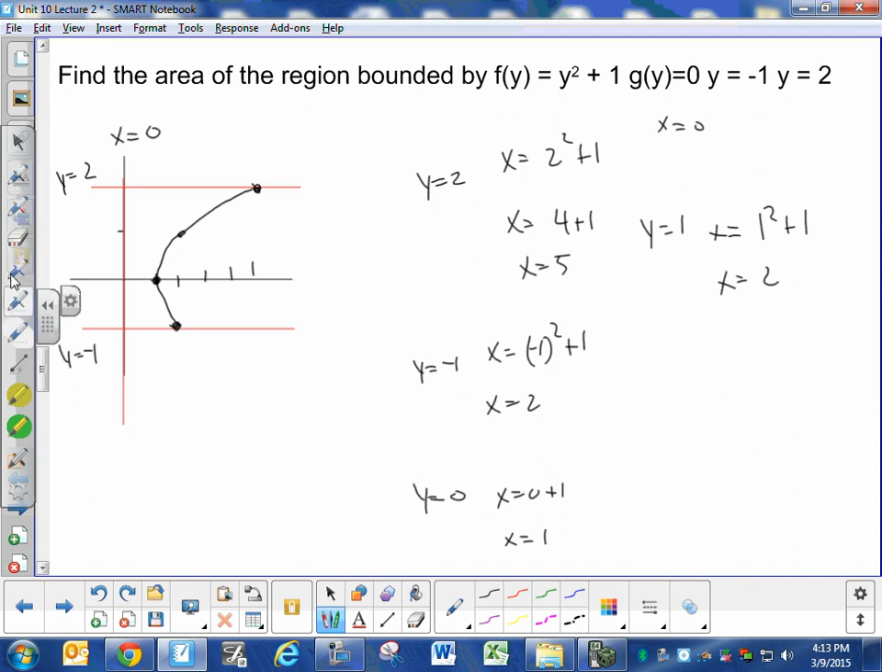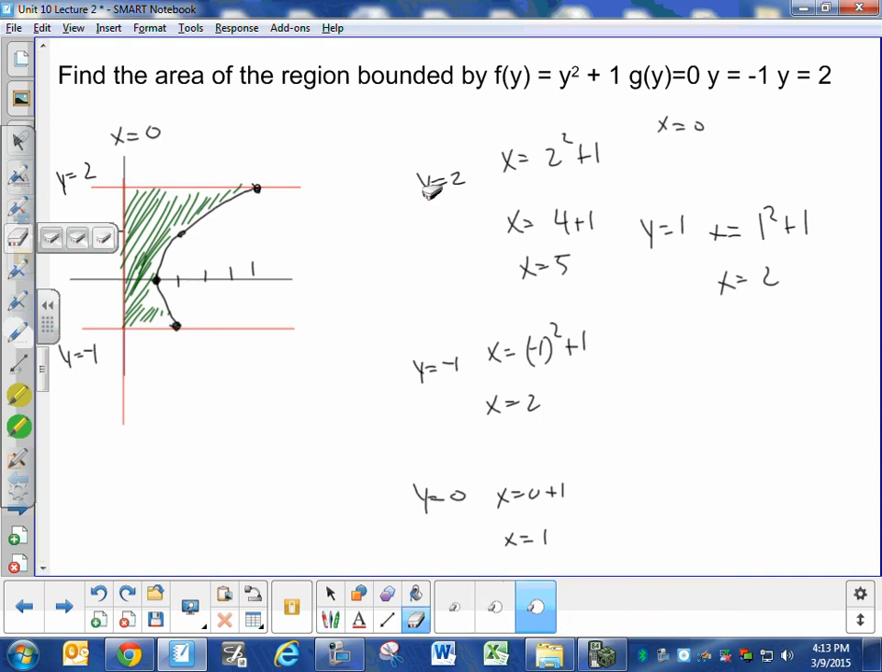The region that they're asking us to find is right here. This is the region contained by x equals 0, y equals negative 1, y equals 2. Okay, now it's tough to sketch this, but really it's just, based on the bounds, you plug in different y values, you'll find x values, you can go from there.